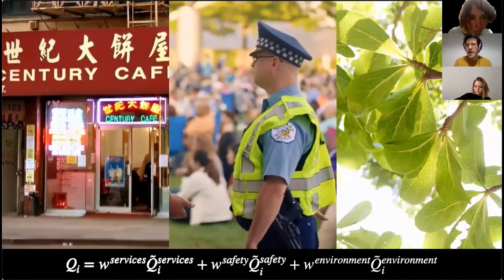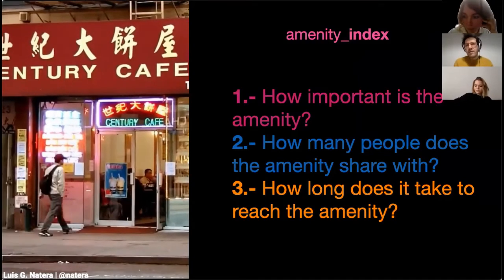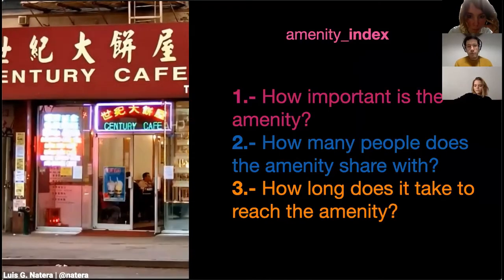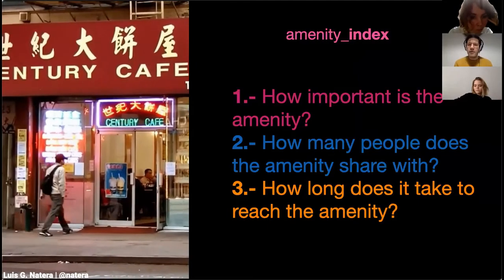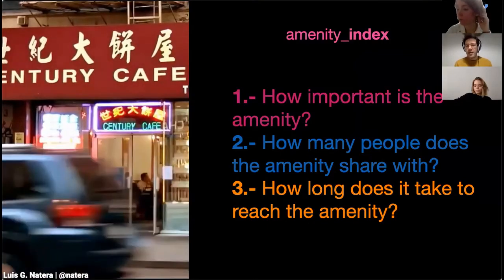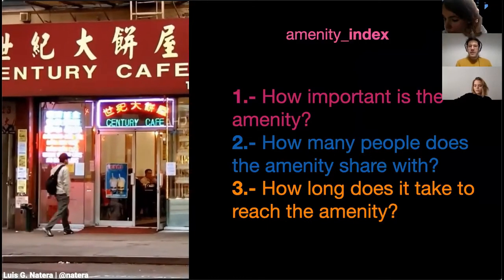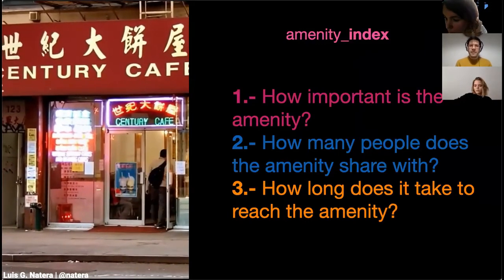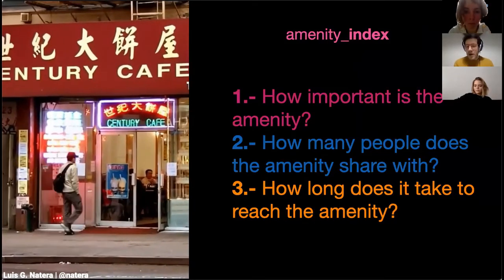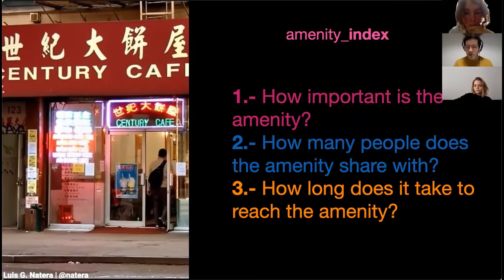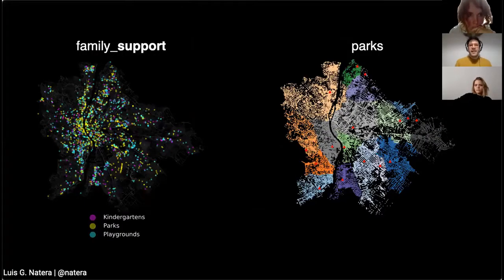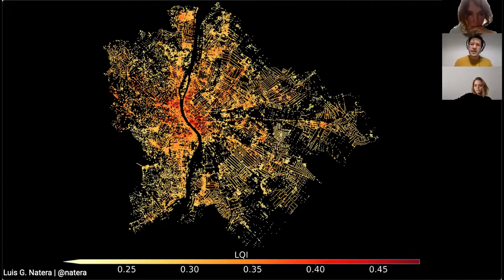And we were trying to answer these kinds of questions, like how important is the amenity? Working directly with the experts and the stakeholders, we rated the different types of amenities, how important they are. How many people is the amenity shared with? We have the population data, so we can assign how easily people can reach each of the amenities, and then compute how many people share the amenity. And how long does it take to reach the amenity? Just computing the shortest path to get to each one of these. And then at the end, we ended up with a life quality index for the city.